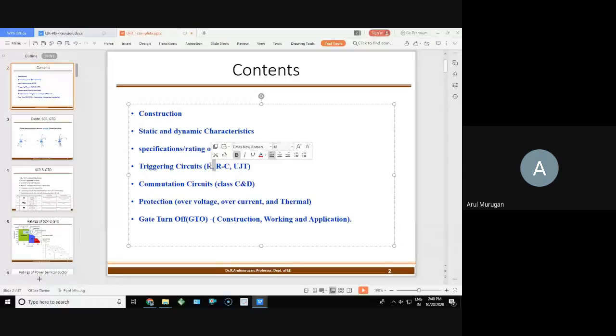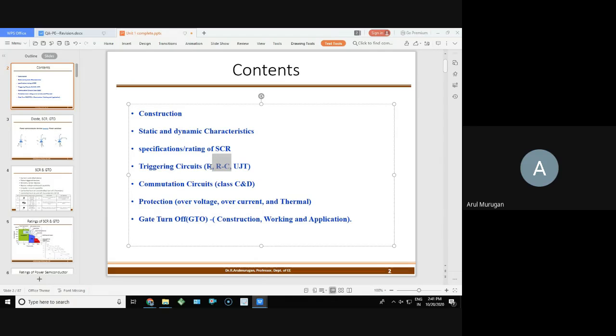Then what is the method we used for triggering? The R method only. I have drawn the circuit with the R method. Similarly, R and C can be used. That is called the RC method. Or UJT is the best one. You can go for the UJT triggering method. Why is UJT the best? Because of the drawbacks of R and RC.